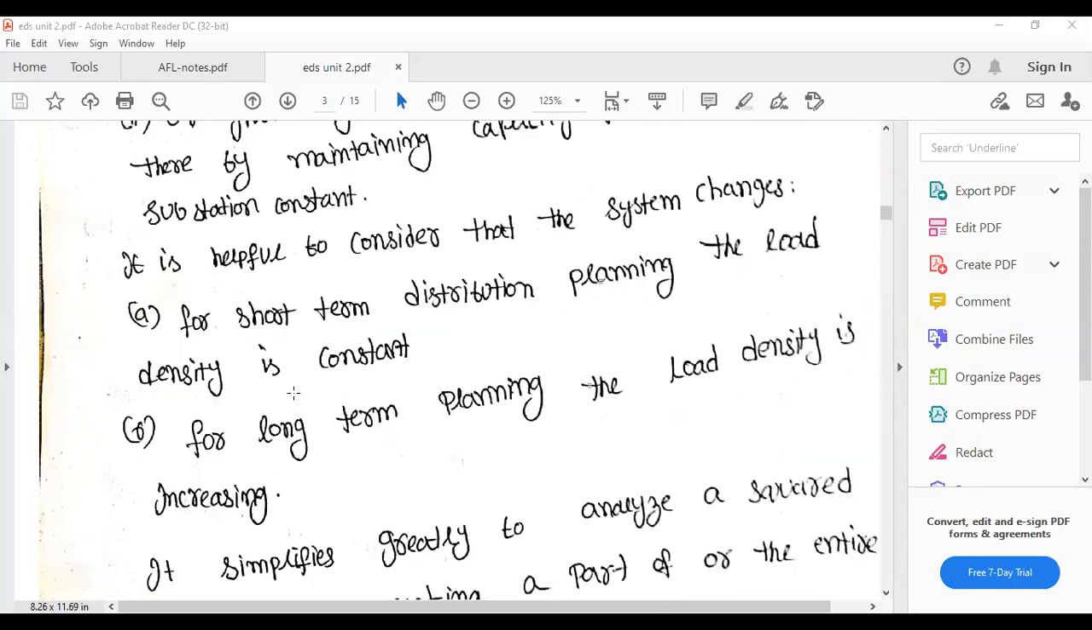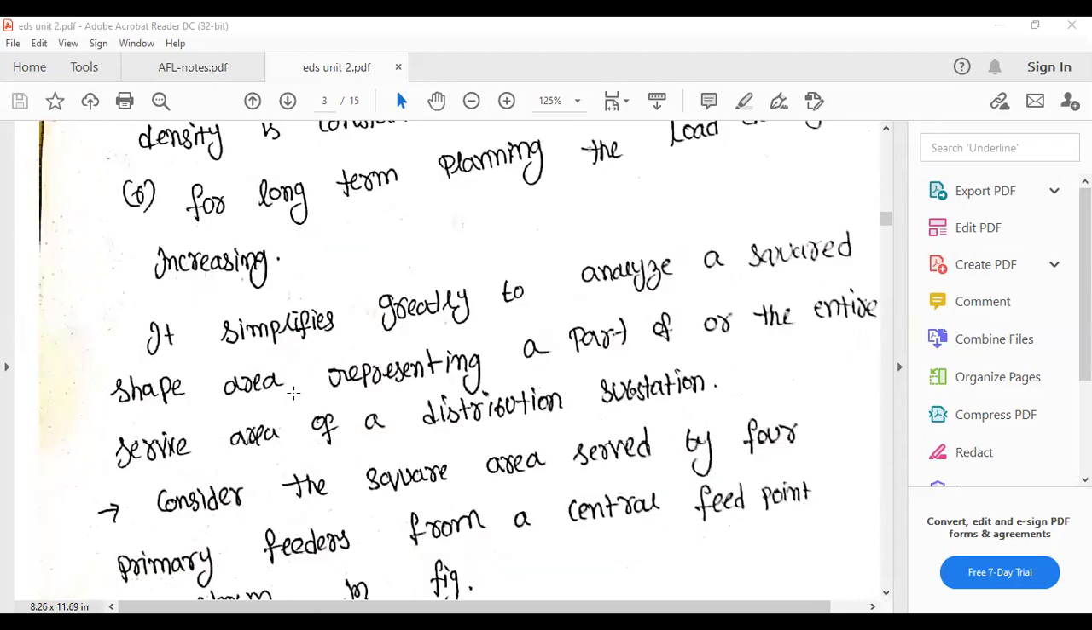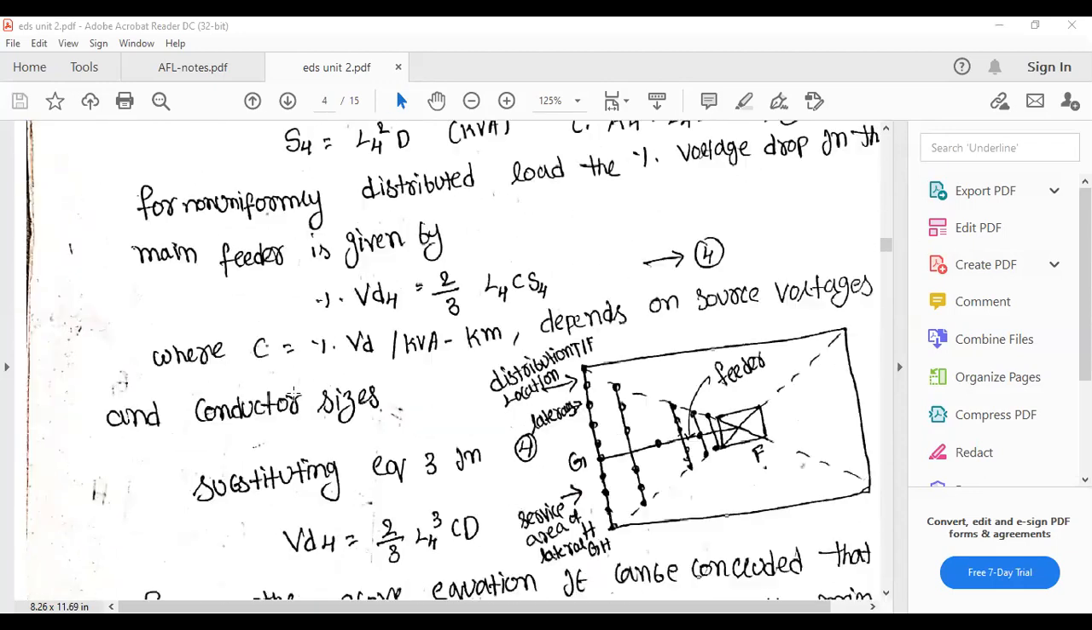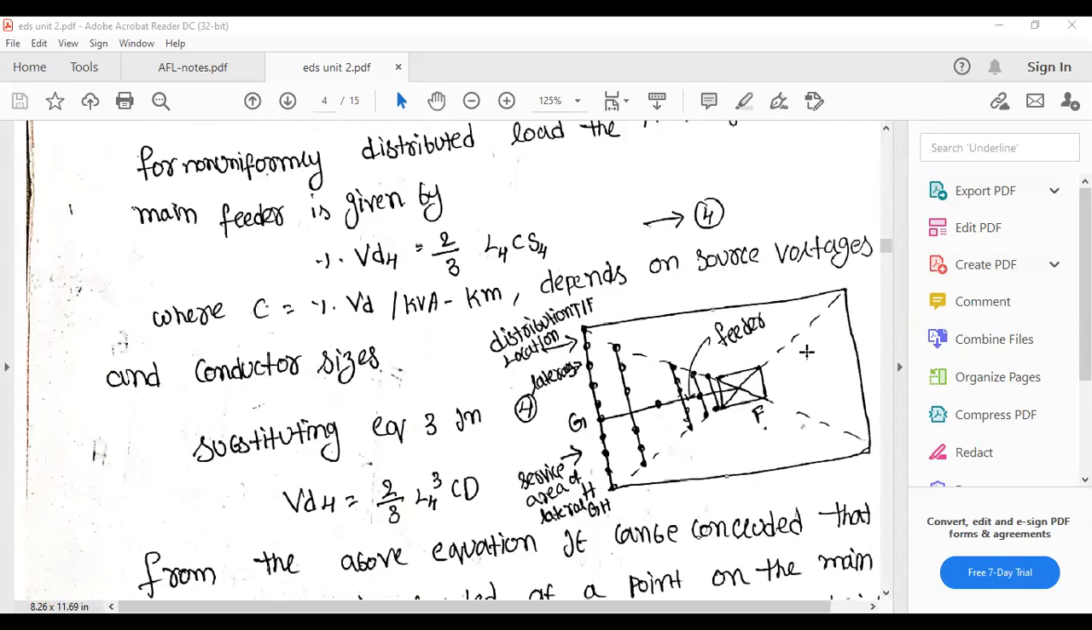This is the rectangular square shaped system. This rectangular area will be fed by the 4 different feeders. This is feeder 1, this is feeder 2, this is feeder 3 and this is feeder 4. These are all the distributed locations.